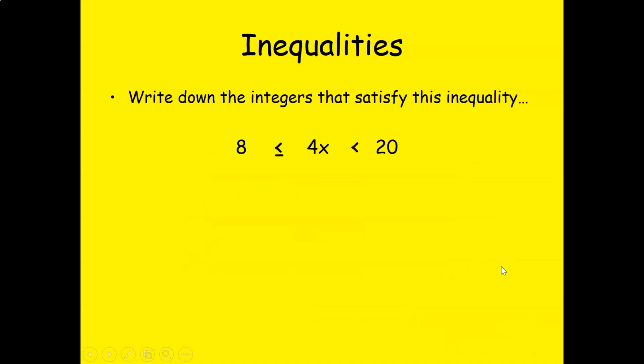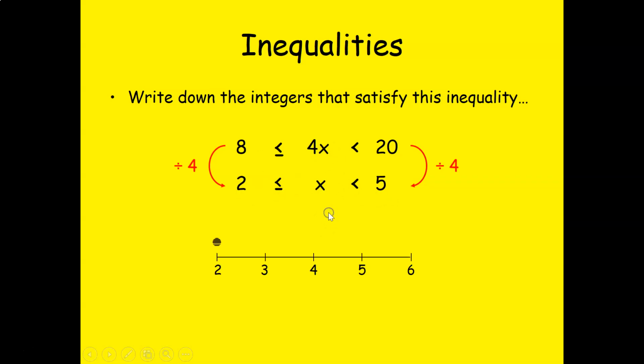Write down the integers that satisfy this inequality. 4x is greater than or equal to 8, but less than 20. Divide both sides by 4, since the numerical coefficient of x is 4. So we have x is greater than or equal to 2, but less than 5. And its graph is, since there is an equal sign, 2 should be a solid dot. And for 5, it is just a circle. Then draw a line.